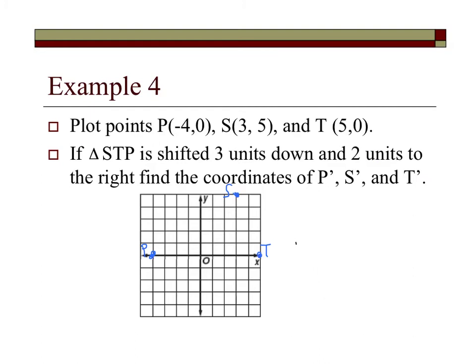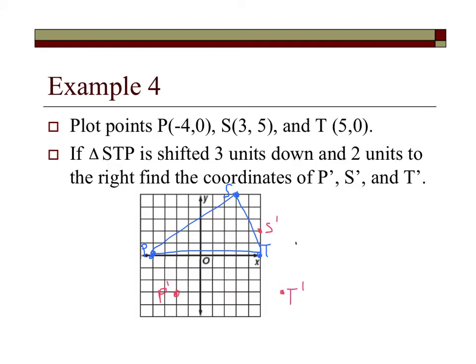Should be good there. Now, it says if triangle STP, so this triangle here, is shifted 3 units down and 2 units to the right, find the coordinates of P prime, S prime, and T prime. So let's shift these 3 units down and 2 units to the right. So if I go 3 units down and 2 units to the right for P, I have P prime right here. And if I go 3 units down and 2 to the right for S, I'm right here. So I have S prime here. And then T prime, 3 down and 2 to the right, I'm out here.